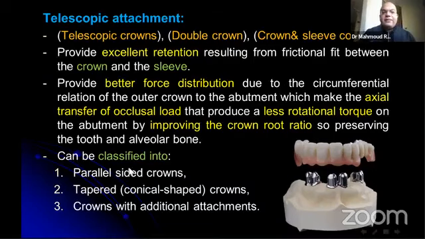overdenture, and it can also be used in implant-supported overdenture. It can be classified into parallel-sided crowns, as you see here, the other type, tapered conical-shaped crowns, and the third type, crowns with additional attachment. So the attachment here may be frictional only, frictional physical retention, and frictional mechanical retention can be incorporated in this type of attachment.